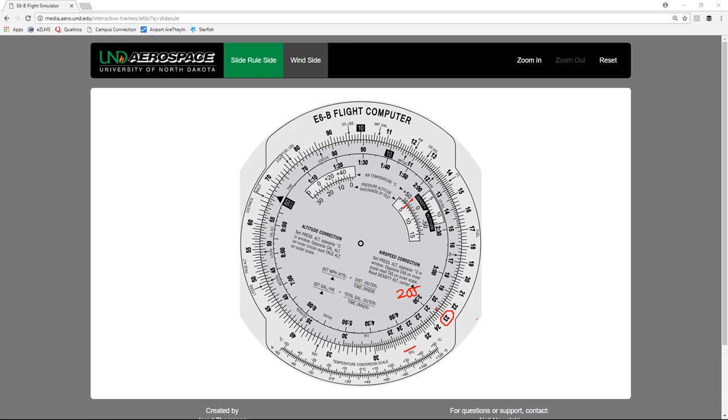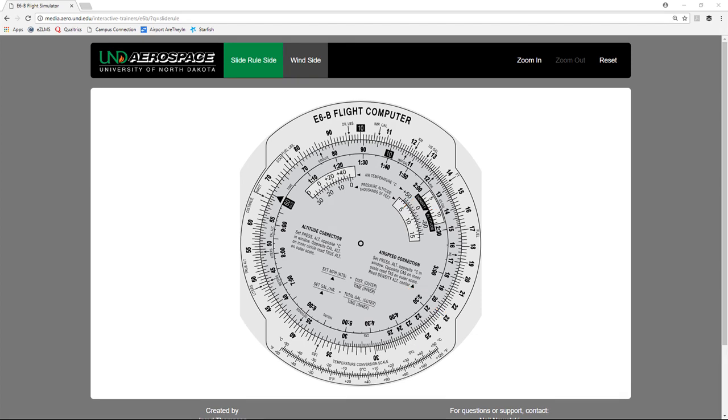So as we move faster and higher, the difference between your calibrated and true airspeed is going to be much greater. But you can also read the density altitude from this problem in the density altitude window right about here. It appears to be, I would say, about 7,600 feet density altitude.